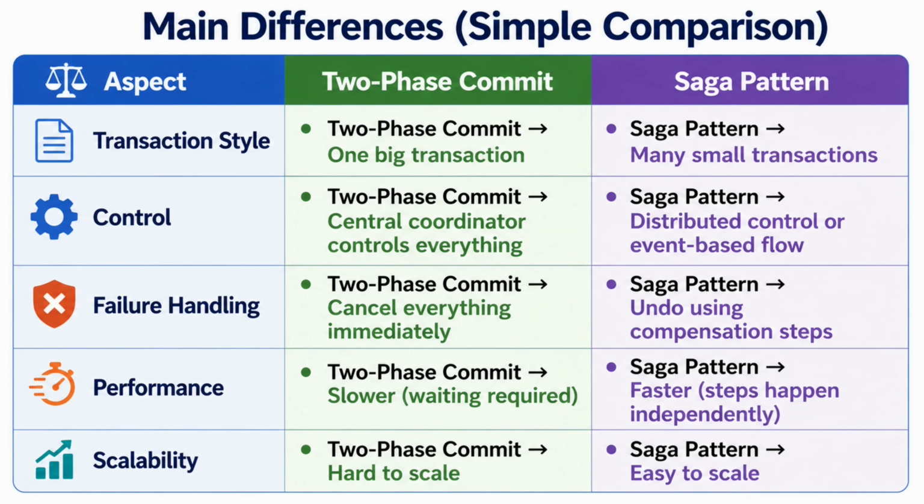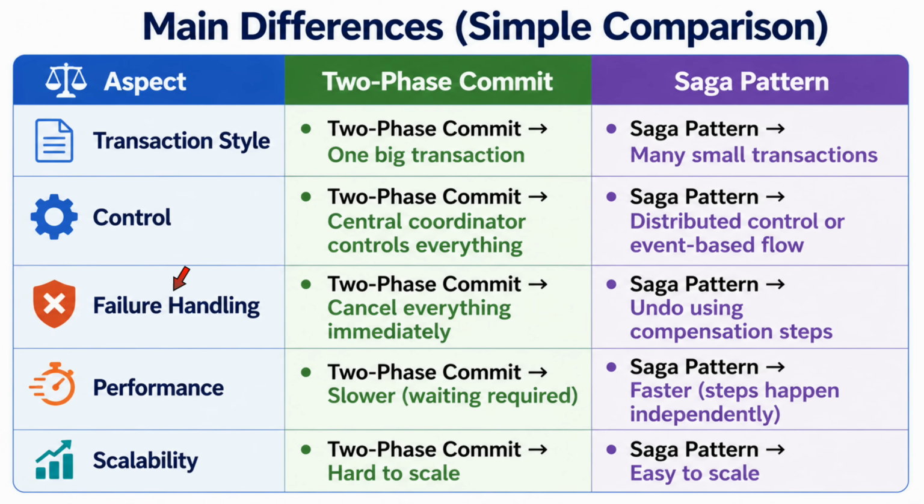Now we will see the main differences. First one, transaction style. In case of two-phase commit, one big transaction. In case of Saga pattern, many small transactions. Second one is control. In case of two-phase commit, a central coordinator controls everything. In case of Saga pattern, distributed control or event-based flow.